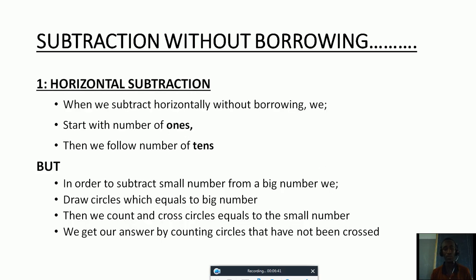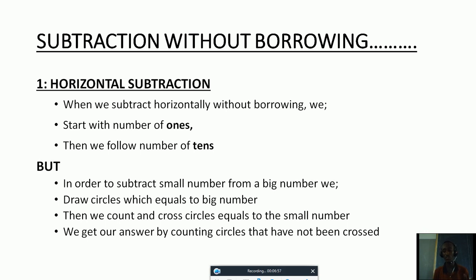Horizontally, we say a horizontal subtraction. When we subtract horizontally without borrowing, first of all, we must know that when we subtract, we start with which number.